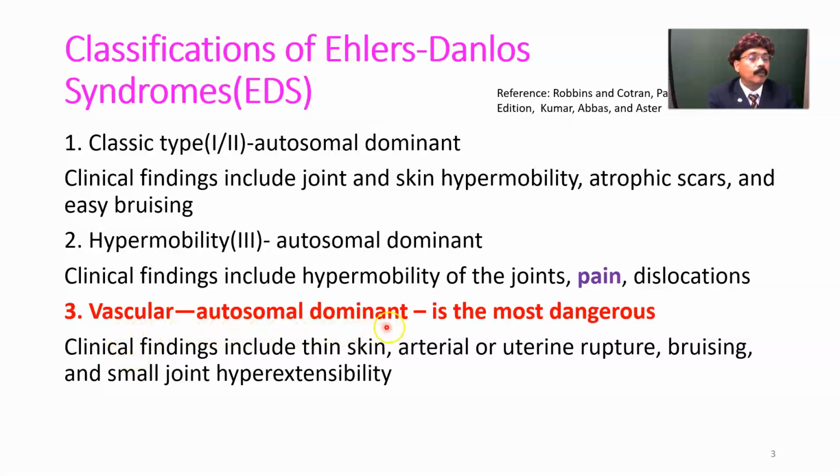Vascular, autosomal dominant, this is the most dangerous. Clinical findings include skin, arterial or uterine rupture during pregnancy. During pregnancy, there is a chance of rupture of the uterus, especially in the last trimester of pregnancy. But pregnancy may be possible normally in many cases, but there is more chance to get uterine rupture in a patient with Ehlers-Danlos syndrome. Bruising and small joint hyperextensibility are the features of the vascular type of Ehlers-Danlos syndrome.